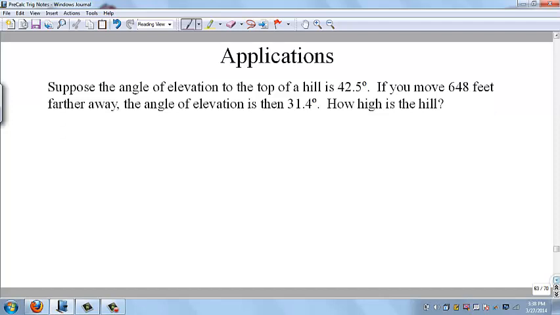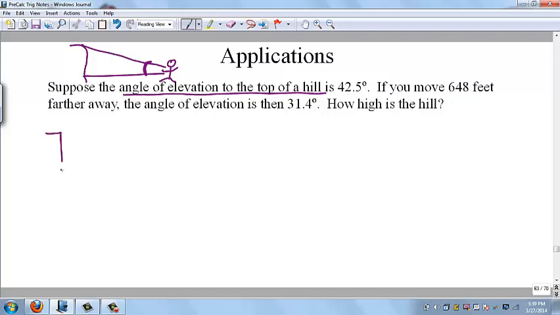So, suppose the angle of elevation to the top of the hill. Now, a lot of people don't know where to put that. Angle of elevation is if you were here, so here's me, and here's your hill, looking up at the top of the hill. The angle of elevation is this angle right here, okay? So when we go to draw this, I'm going to show it kind of that way. They said, suppose the angle of elevation to the top of the hill is 42.5 degrees. If you move 48 feet further away, the angle of elevation is 31.4. How high is the hill?